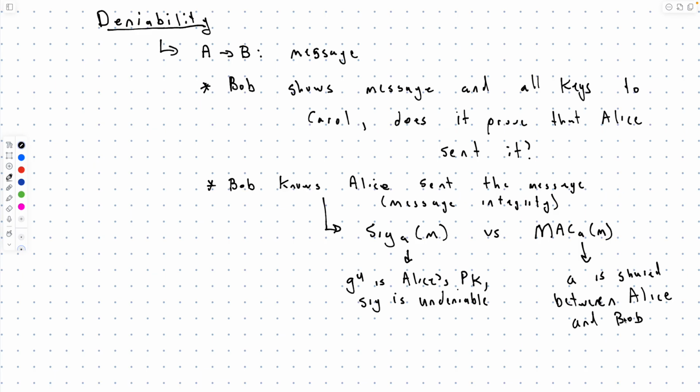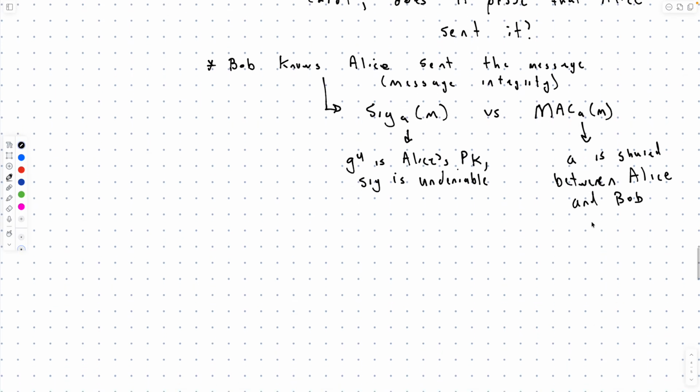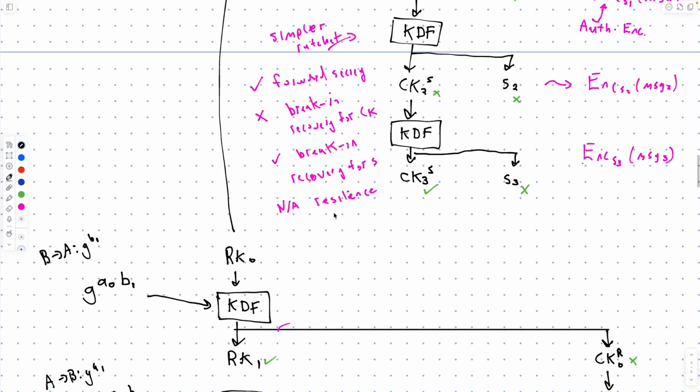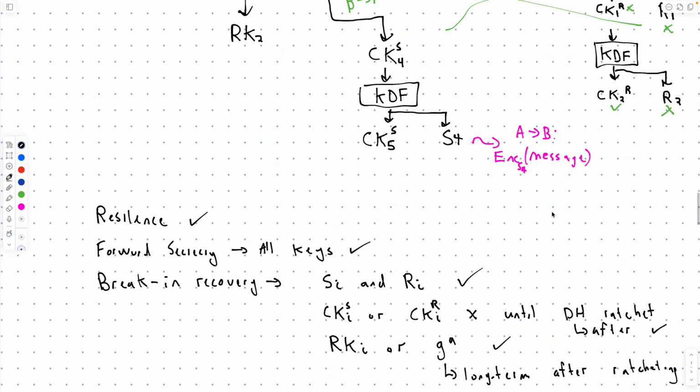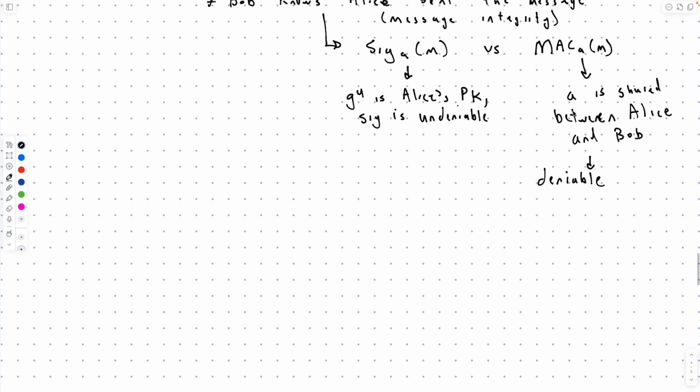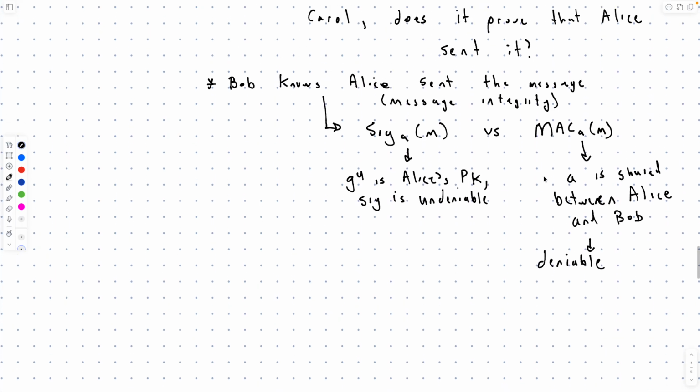So it ends up being deniable. Bob can't show a MAC and have it prove anything. Even if you prove that this a traces back to Alice's long-term secret, that's fine. That just proves that it was a key between Alice and Bob. Alice was one of the people that know the key, but she wasn't the only person that knows the key. What do you mean here by deniable on the MAC part?